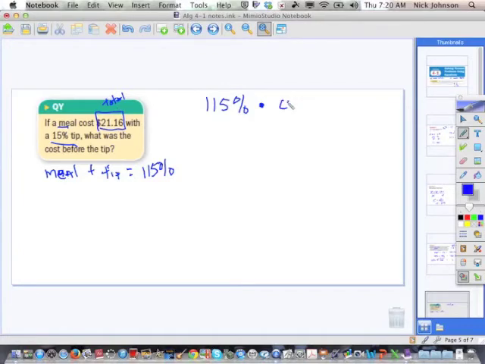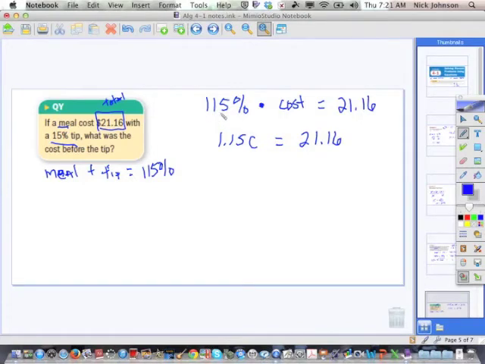So I'm just going to put cost equals $21.16, okay? Because that's what the total cost was. So now, move it two decimal places to the left. 1.15 times the cost, which I'm just going to call C, equals $21.16. Now, this is what you've got to think about.